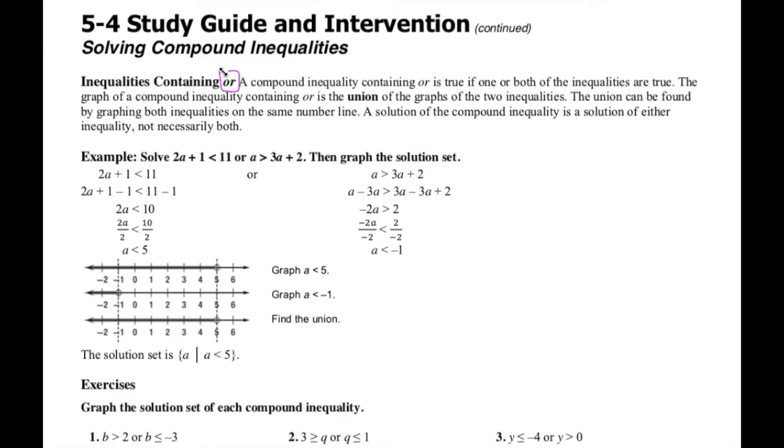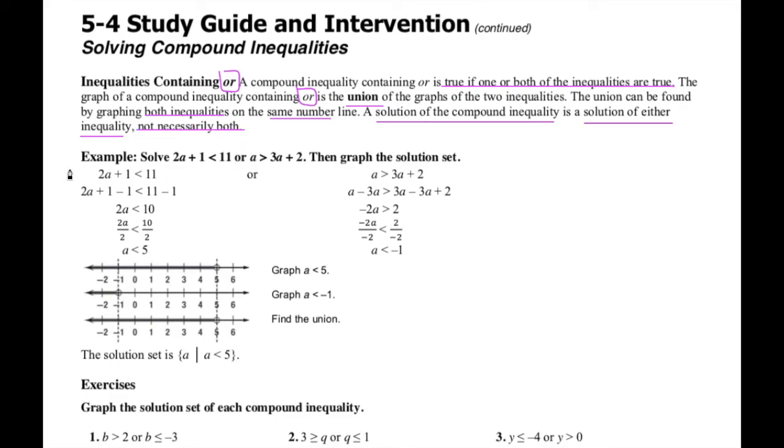word or. And inequalities containing the word or are true if one or both of the inequalities are true. The graph of a compound inequality containing or is the union of the graphs of the two inequalities, and the union can be found by graphing both inequalities on the same number line, and then a solution of the compound inequality is a solution of either inequality, but not necessarily both.